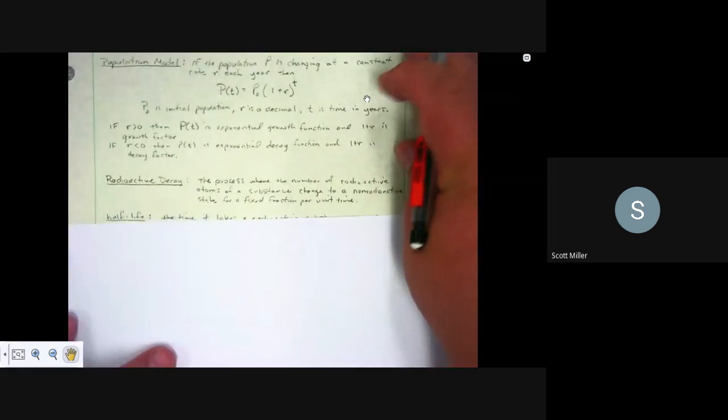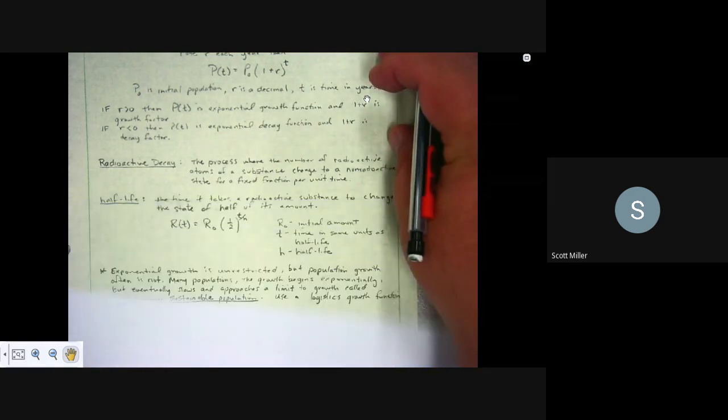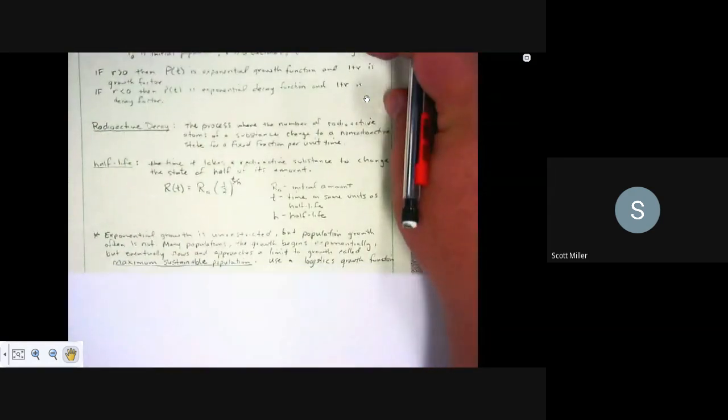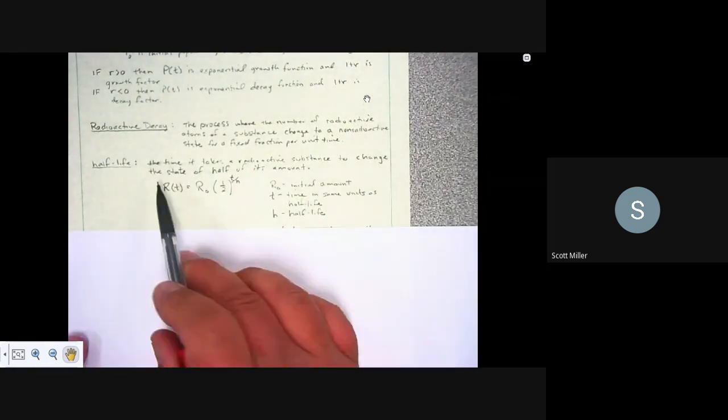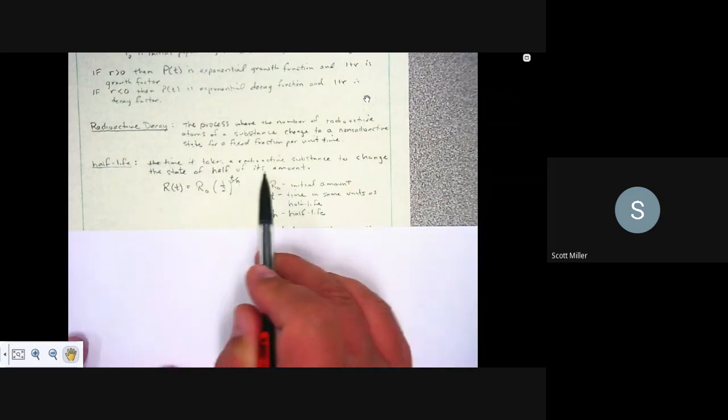There's another one called radioactive decay. So this is a decay process. The process where the number of radioactive atoms of a substance change to a non-radioactive state for a fixed fraction per unit of time. And pretty much this is how that works. The time it takes a radioactive substance to change the state of half of its amount. So half-life basically means this, and then we'll talk about the formula here in a little bit.